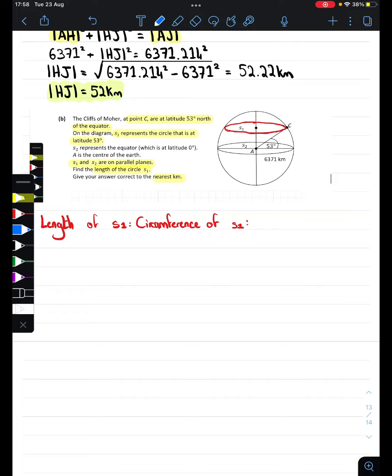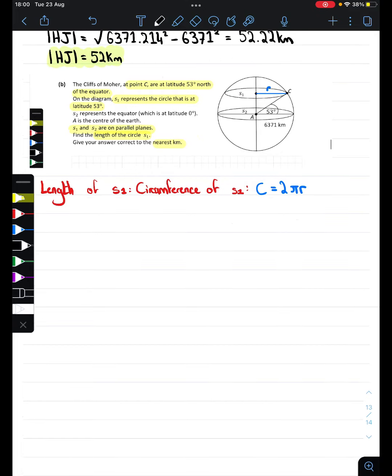And for that we have the formula C, the circumference, equals 2 pi r. So let's draw a diagram of the important things here. So we have this radius from the equator and then out to C, and then from C back into the center of S1. So this is directly here.